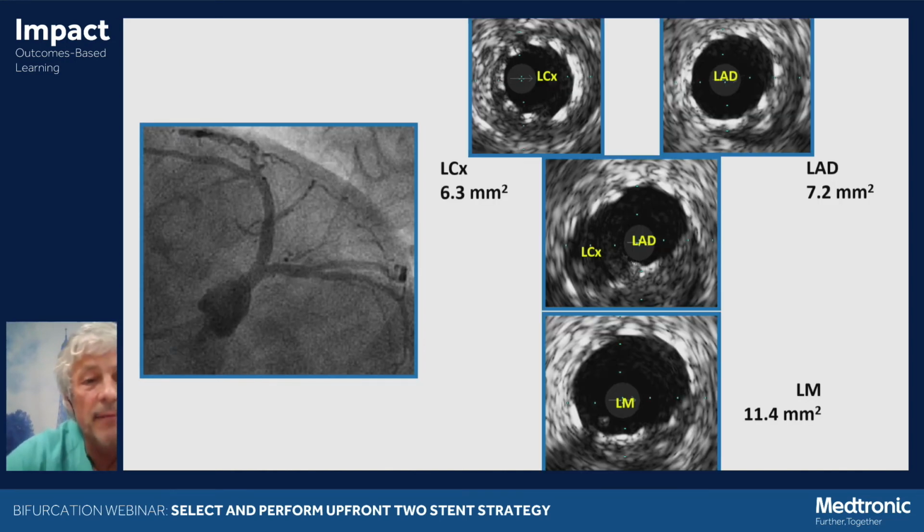And we did IVUS, and here is the result with over 11 square millimeters in the left main, over 7 in the LAD, and over 6 in the circumflex, with good polygon of confluence, good apposition, no problems in the distal stent edges.